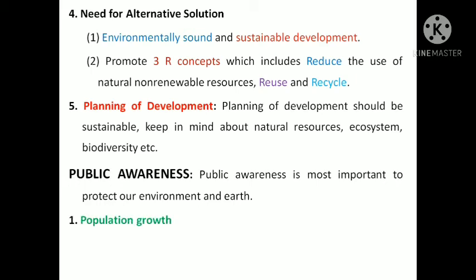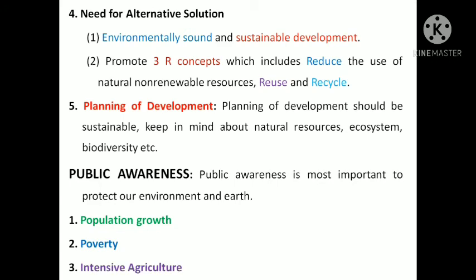As we know, population growth we have to check. Poverty is also very crucial for the environment, because poor people do not know clearly about the environment and how to protect it. Even if they know, because of poverty they cannot do the good things.